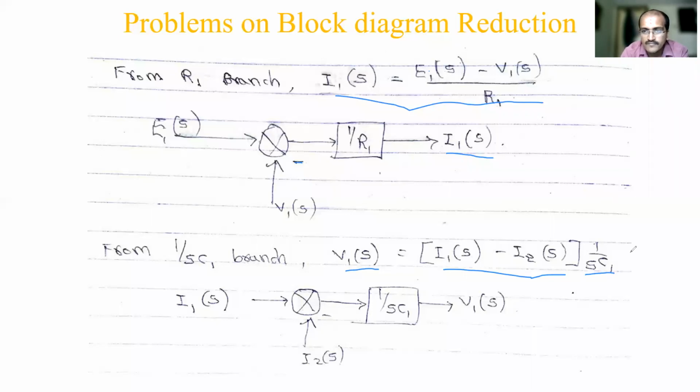Equal to, multiply by 1 by SC1. Same way, the block is 1 by SC1. Previously you have seen G1, G2. Now, the same way you will have 1 by R1, 1 by SC1 like that. And in the place of H1, H2 you will have I2. Whatever we are using here, the same thing will come over here. So you have written the block diagram also.